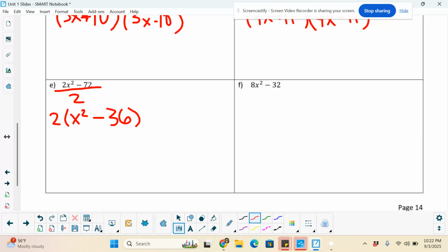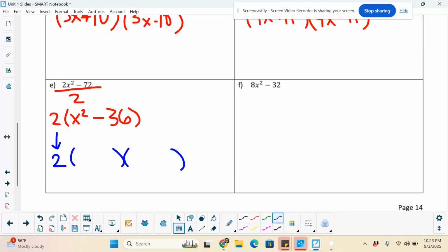Okay, but we're not going to stop there because we still need to look inside of our parentheses and see if that is a difference of squares. So x squared is a perfect square. We have a minus, and 36 is a perfect square as well. So we're going to go ahead and break down our parentheses even farther because it is a difference of squares. Our 2 is going to come down with us. Stay on the outside.